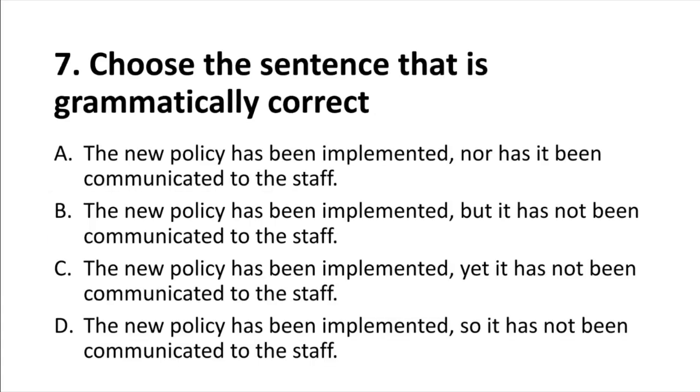MCQ number 7. Choose the sentence that is grammatically correct. Option A, the new policy has been implemented, nor has it been communicated to the staff. Option B, the new policy has been implemented, but it has not been communicated to the staff. Option C, the new policy has been implemented, yet it has not been communicated to the staff. Option D, the new policy has been implemented, so it has not been communicated to the staff. And among these, the correct one is option B.